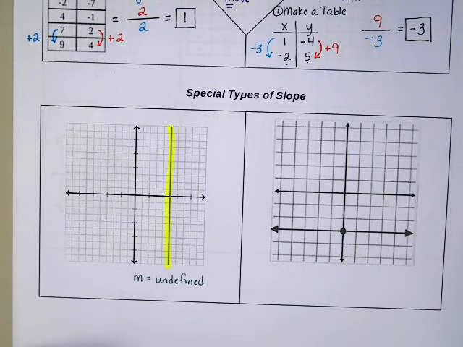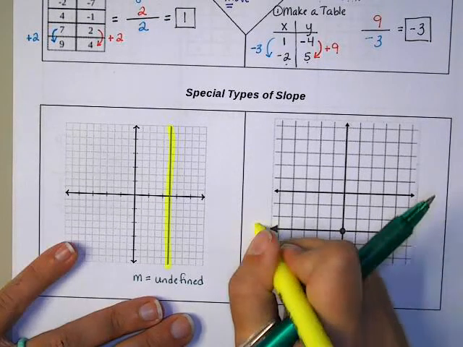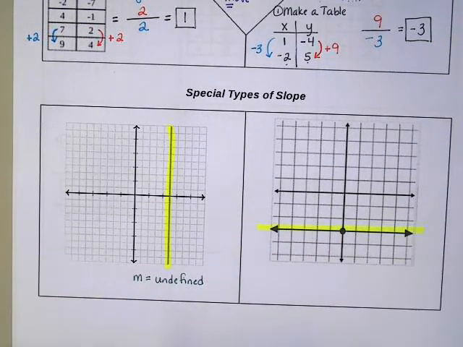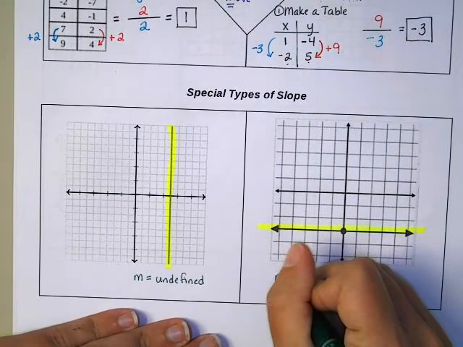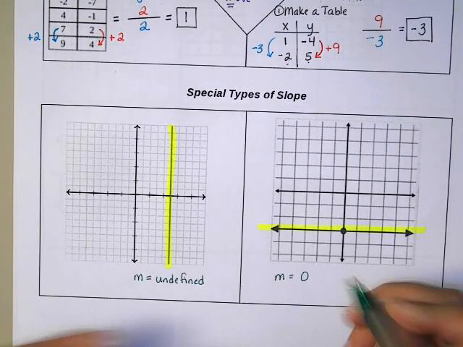And our second special slope is if we have a horizontal line. If we have our horizontal line, we say that our slope is just 0.